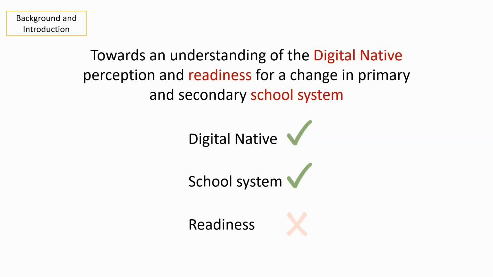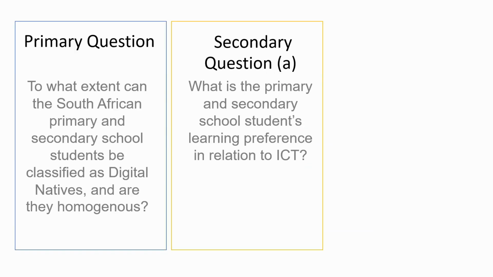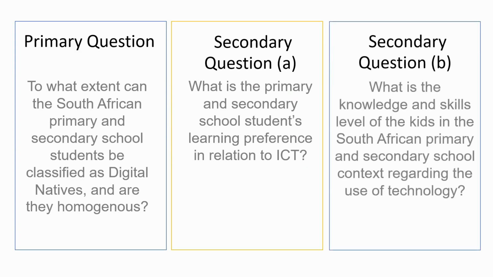By doing this check, we can clearly see that our golden thread, not so golden. Because we are not addressing the issue of readiness, we have to update our chapter. In our example, we can add another secondary question that would address this gap, i.e., what is the knowledge and skill level of the kids in the South African primary and secondary school context regarding the use of technology?